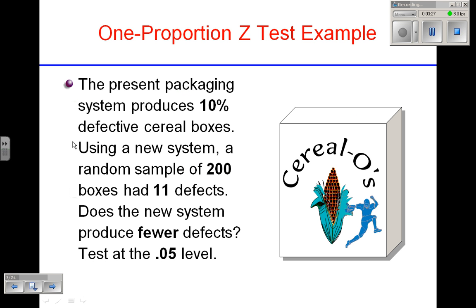All right, so here's an example. The present packaging system produces 10% defective cereal boxes. Using a new system, a random sample of 200 boxes had 11 defects. That's a pretty good average. It's 5.5%. Does the new system produce fewer defects? Now remember, this is one random sample. So random samples have a lot of variability. The question is, is this evidence enough to say that the new system is better?